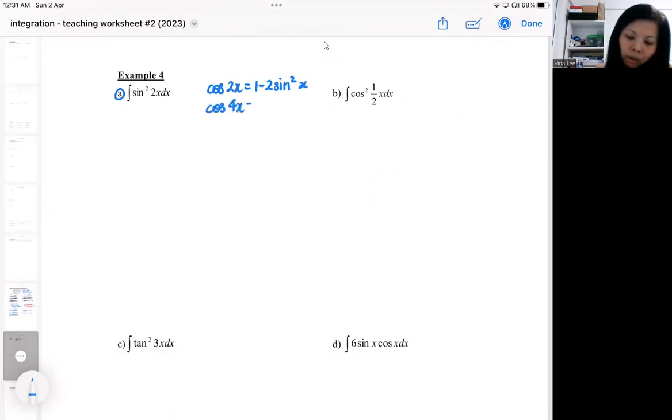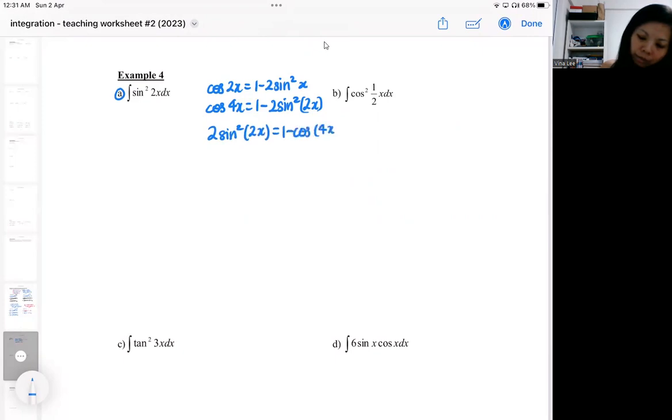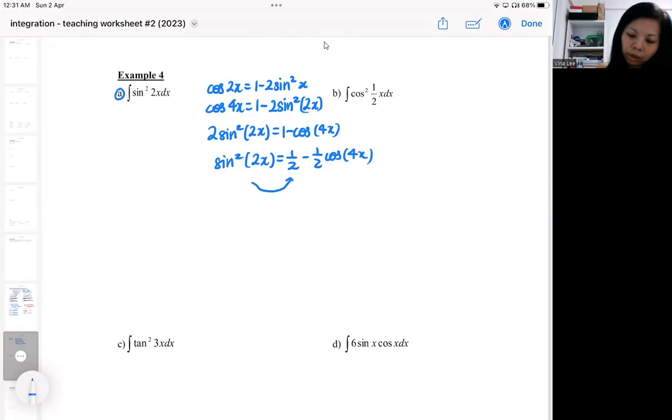You will need the awareness, or you need to remember that you can actually double up your angle. So you need to double up your angle first. Then you can do your manipulation. Then you can get the equivalent formula. So this will be the equivalent formula.